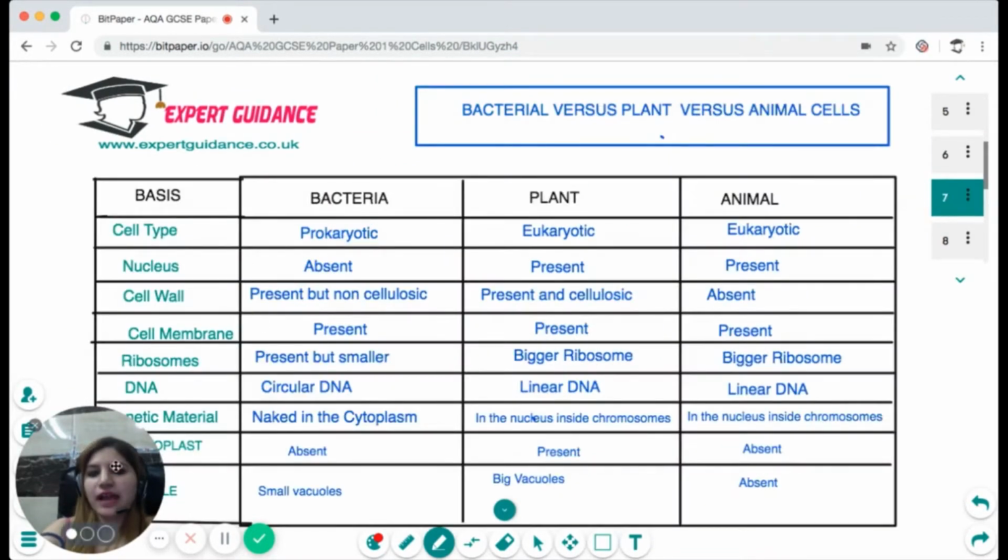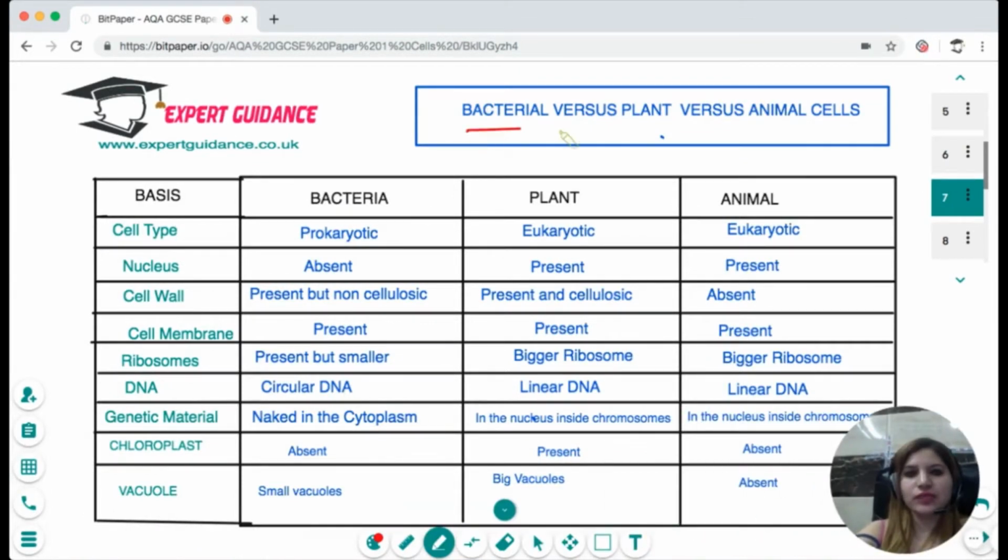Okay, so now these are the similarities and the differences between the bacteria, plant, and animal cell. Bacteria is prokaryotic, plant and animals are eukaryotic. The nucleus is absent in bacteria but present in both plant and animal cell. Cell wall is present in bacteria but non-cellulosic. Remember, in a plant cell it is cellulosic, in animal cell it is completely absent. Cell membrane is present in all. In bacteria, ribosomes are smaller, but in plant and animal cell they're bigger. DNA is circular in bacteria but linear in plant and animal cell. The genetic material in bacteria is naked, found in the cytoplasm. In plant, it is in the nucleus inside the chromosome, and same in animals.